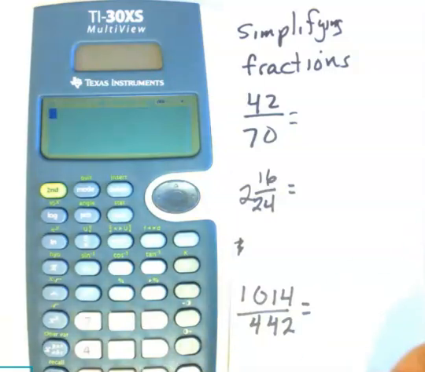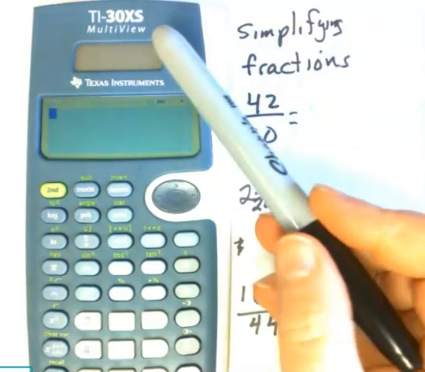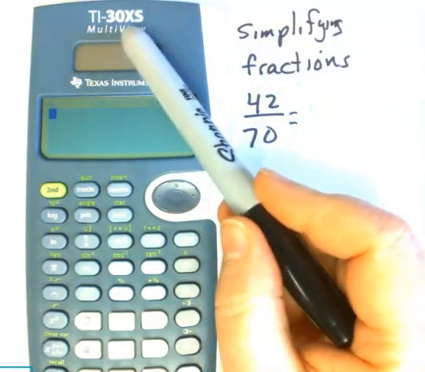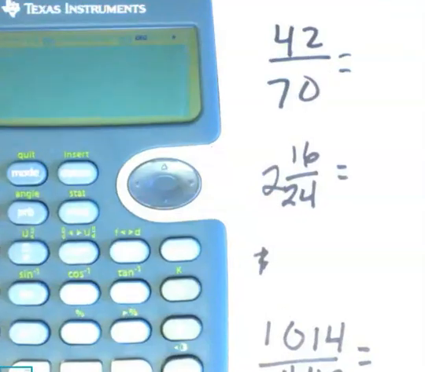I'm going to show you how we can use a calculator to simplify fractions, and this demo is going to use the TI-30 XS Multiview. So the first thing we're going to do is put in a fraction, and so let's take a look at the calculator buttons we're going to be using.